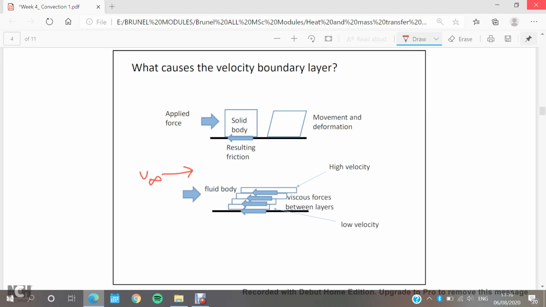As long as the viscosity or the friction force increases, the velocity will be decreasing. That means the upper layer will be moving much faster than the lower layer. That's why we have this velocity profile, as we mentioned earlier.